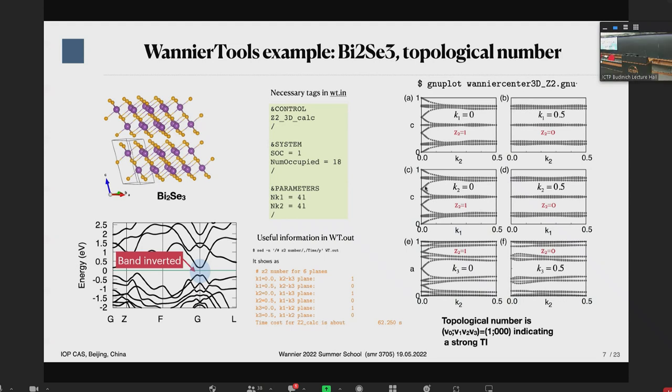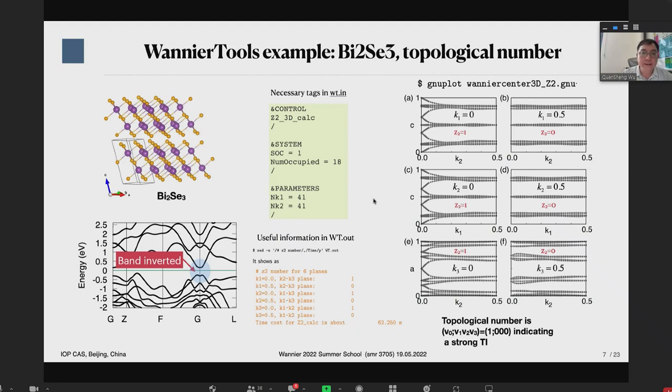And in that case, the Wannier charge center will also open a small gap here. And in that case, sometimes the Z2 number shown here is not correct. So it's very important to plot them and then to check whether your tight-binding model is perfect or not.